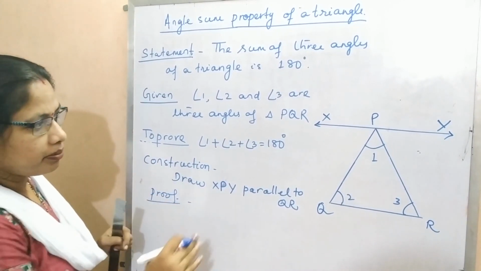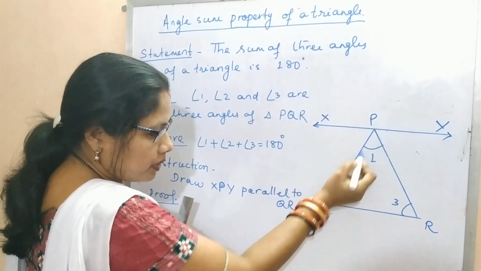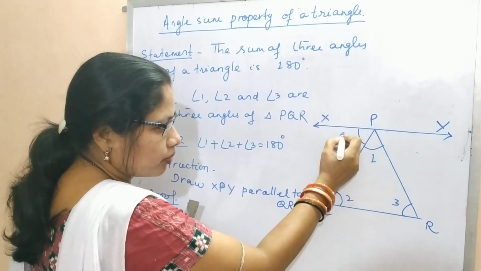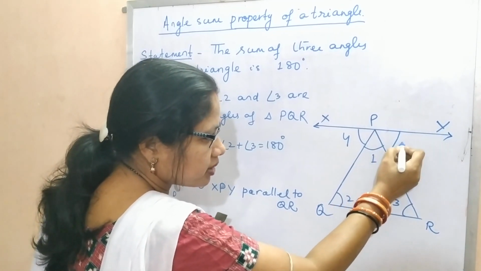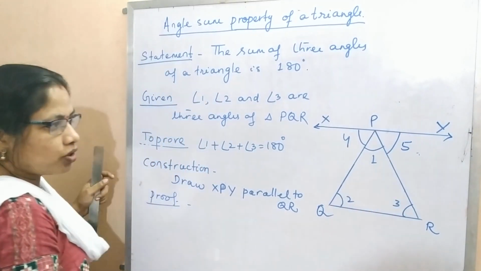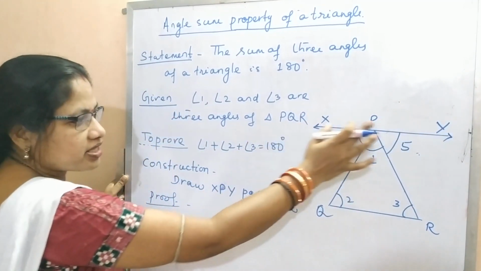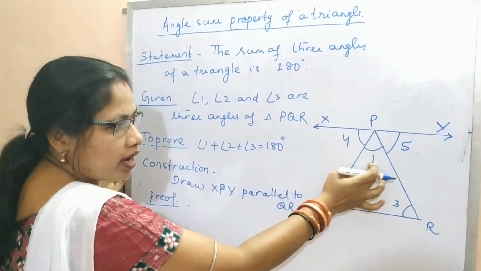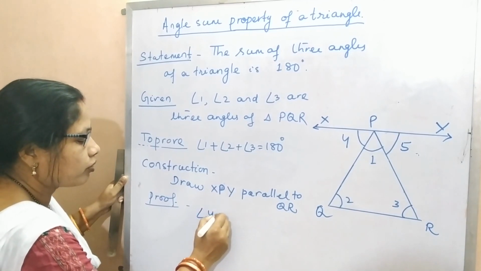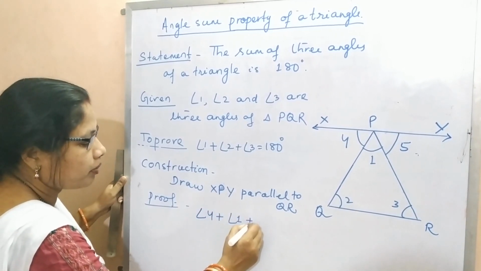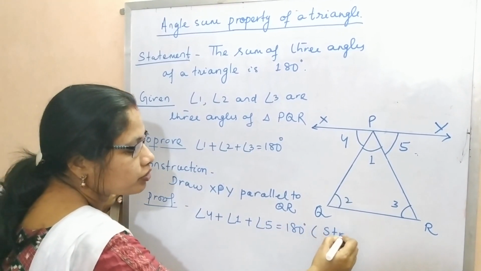So look at the diagram. XPY is a straight line. So let XPQ, this angle, we name it as 4. And YPR, let this be angle 5. So according to the straight line law, XPY is 180 degrees. So here on a straight line, all the angles 4, 1 and 5 stand. So angle 4 plus angle 1 plus angle 5 is equal to 180 degrees due to straight line.